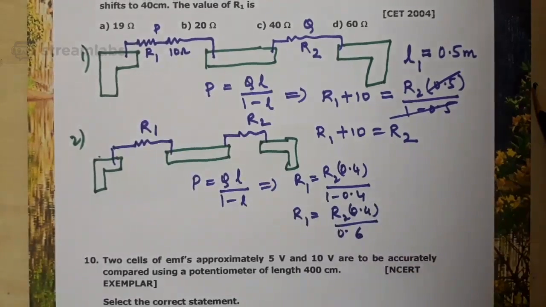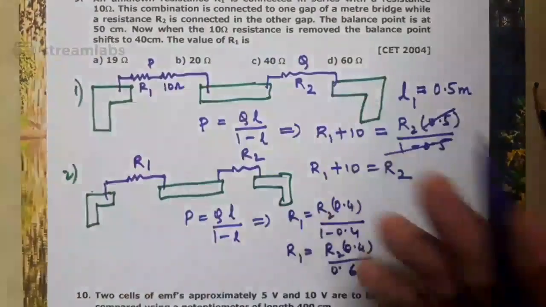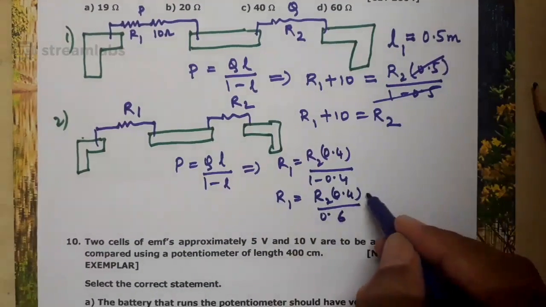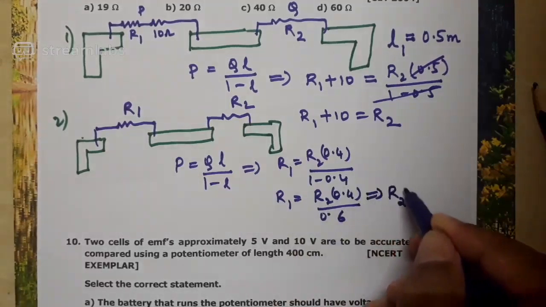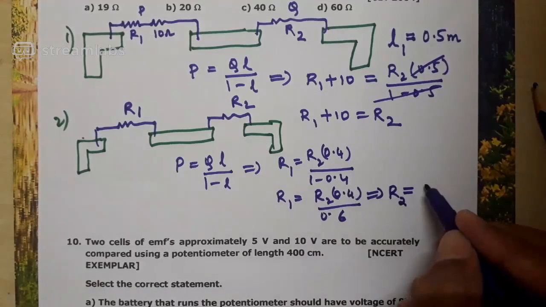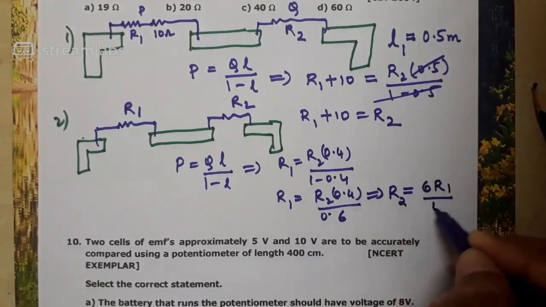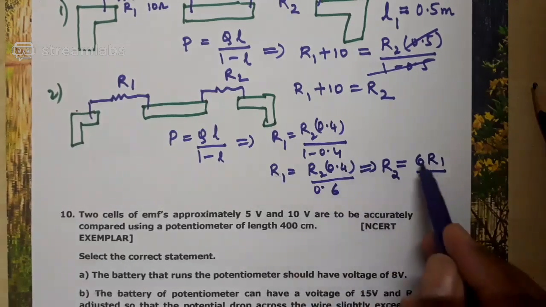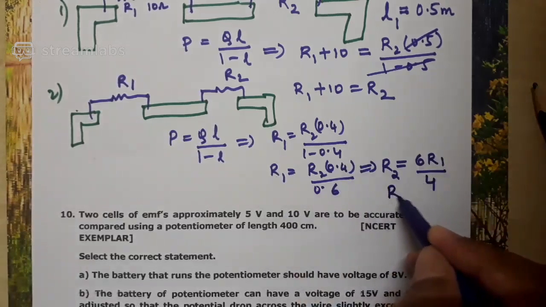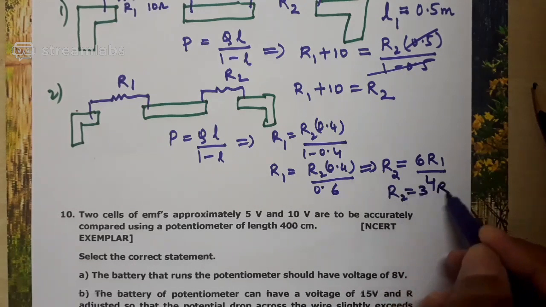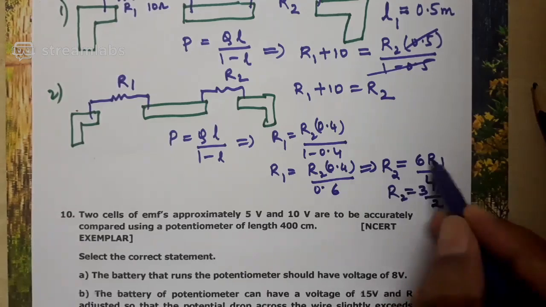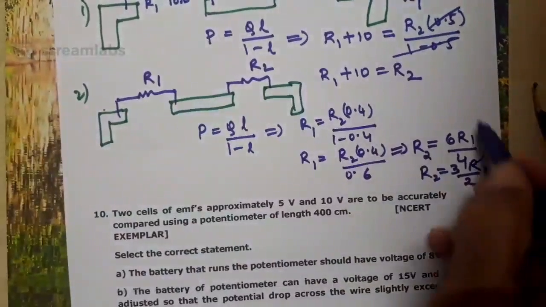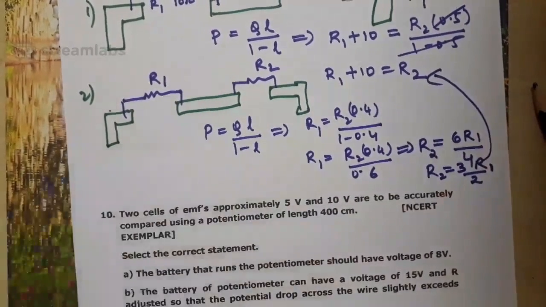I think you understood the explanation. What you are asked to calculate? Value of R1. We want to know what is the value of R1. How to find the value of R1? Using this, can't you get answer for R2? This can be taken as 6 into R1 by 4. I multiplied both numerator and denominator by 10. This will become 4 by 6. Cross multiply, 6 into R1 by 4. Don't you think that R2 will be equal to 3R1 by 2? R2 is 3R1 by 2. Substitute in this formula. I'll write here the last step.